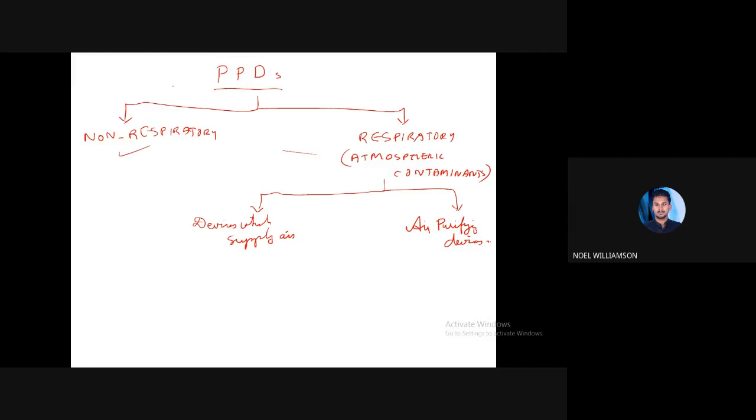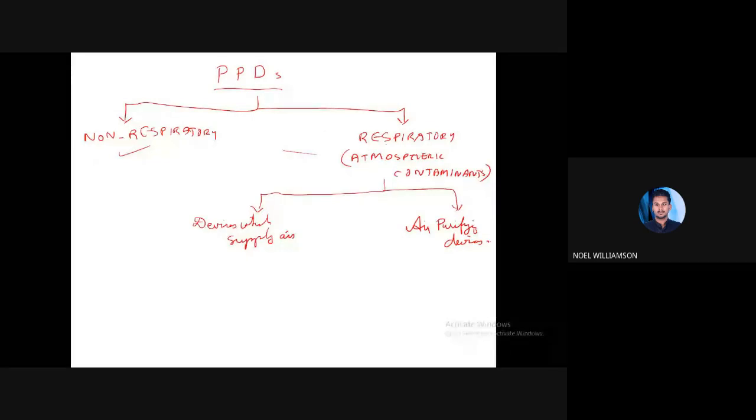In the last class, we have just started the topic personal protective devices. So, what is a personal protective device, or what are the devices which we can call as personal protective devices? We have quoted certain examples also. Basically, any personal protective device can be classified into two. The first classification is non-respiratory, and the other is respiratory.